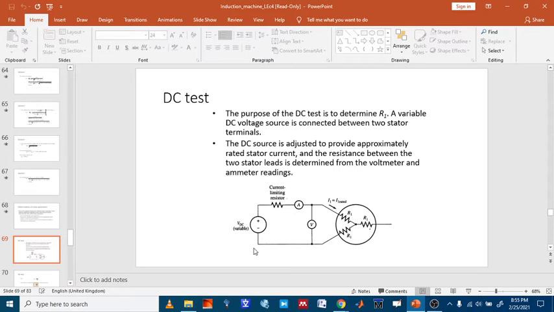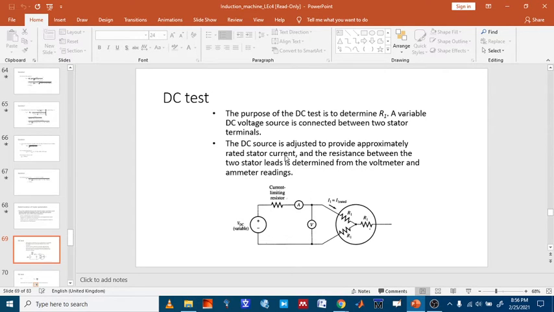So you actually vary the voltage supply until you are able to measure the rated current of the motor, because the motor has its rated current, which is indicated on the nameplate. There's an ammeter and a voltmeter connected. Keep on increasing the voltage applied to the terminals until the rated current flows through the stator windings.